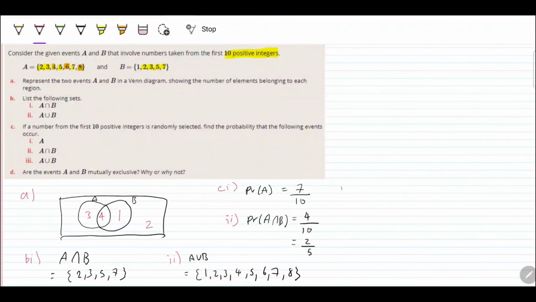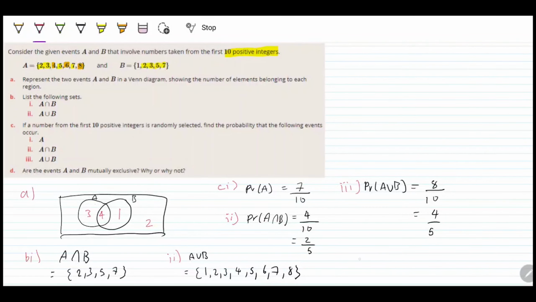In example CIII, this is asking us to find the probability of the union, A and B. So this will be how many elements we have in total between A and B. So we've got 3 plus 4 plus 1, which will give me 8 over 10, which we can simplify to 4 over 5.